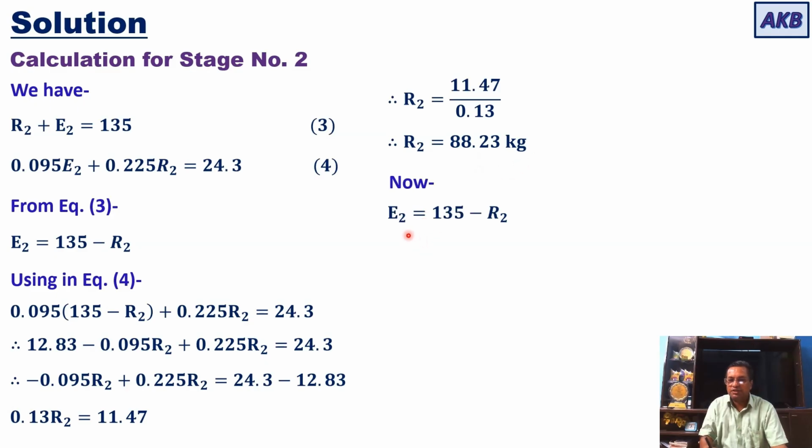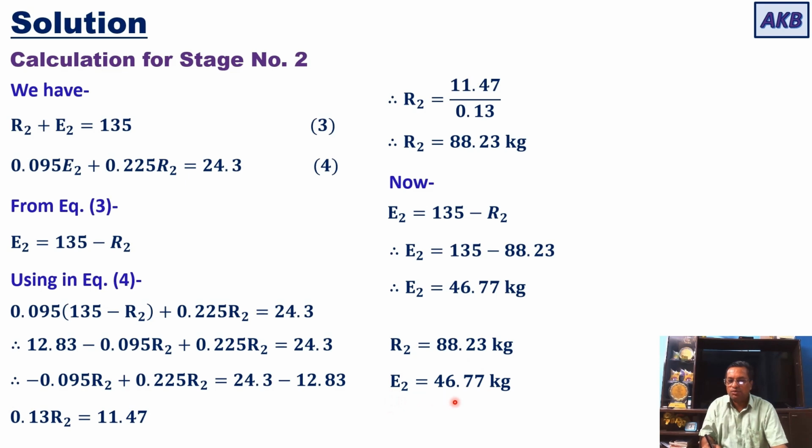And now you can get E2 as 135 minus R2. That is E2 is equal to 135 minus 88.23. That gives me E2 as 46.77 kg. Therefore, for stage number 2, we get R2 is equal to 88.23 kg and E2 as 46.77 kg. So this ends our calculation for stage number 2.